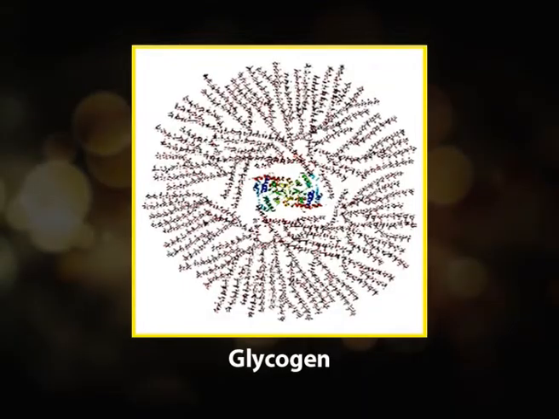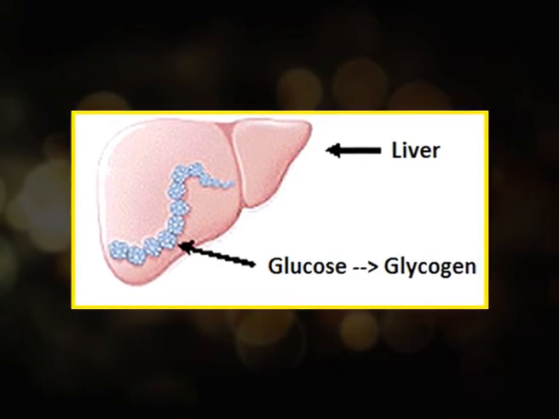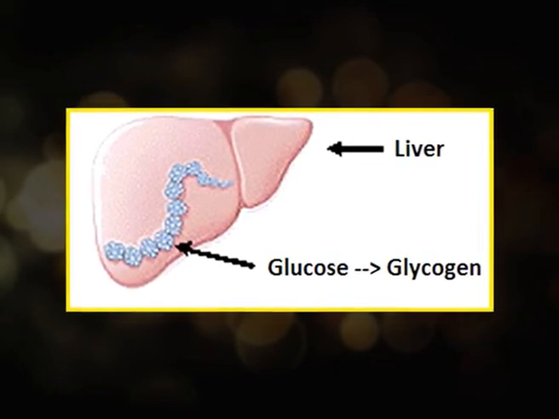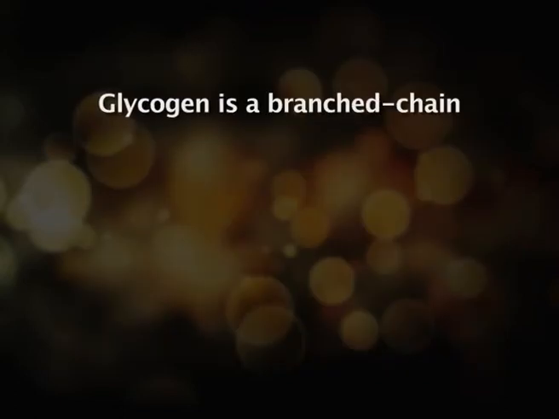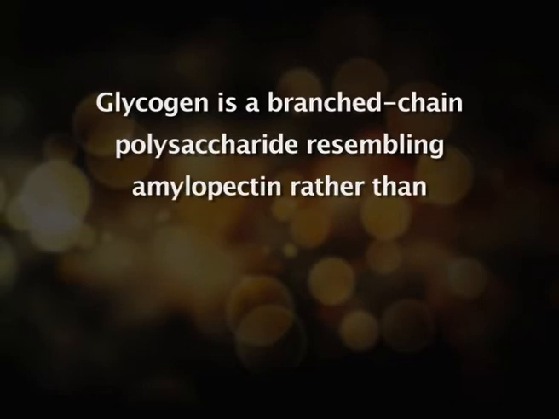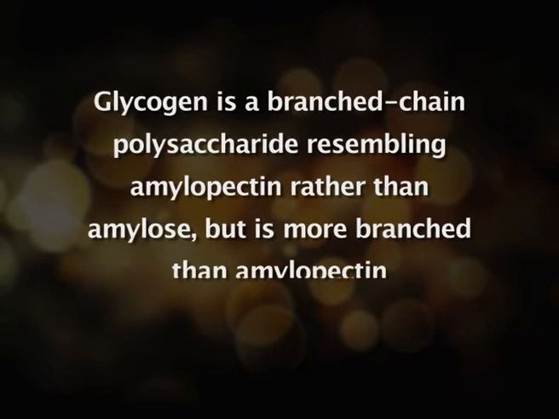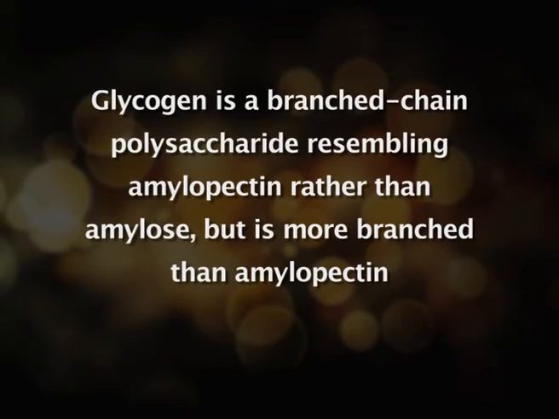Glycogen. This is the storage polysaccharide in animals and hence is sometimes called animal starch. Glycogen is made primarily by the liver and the muscles, but can also be made by glycogenesis within the brain and stomach. Liver glycogen rapidly hydrolyzes to D-glucose after slaughter of animals. Glycogen is a branched chain polysaccharide resembling amylopectin rather than amylose, but is more branched than amylopectin.